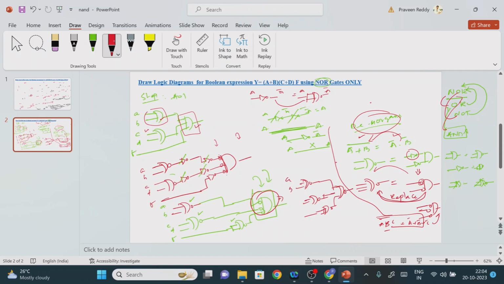So this is A, B, C, D, F, right? So you can see the final circuit diagram in terms of only NOR gate representation. This is simple. If you didn't understand this lecture properly, I request you to go back to my previous classes, where I explained clearly the procedure to convert to NAND gate and NOR gate representation. If you understand that one, this is nothing, right?